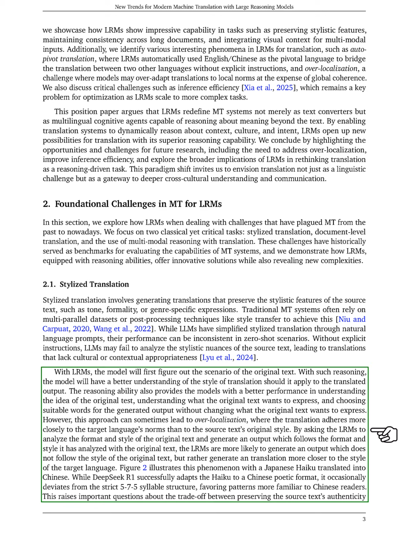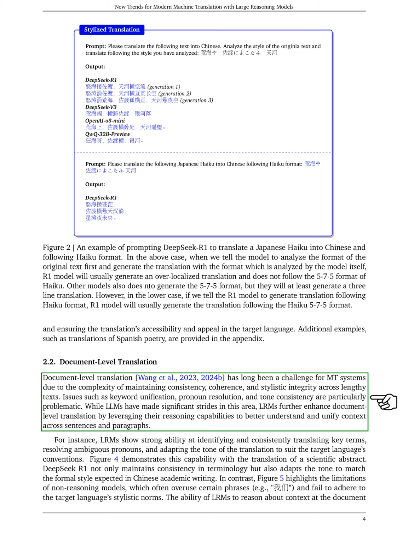Section: Document-Level Translation. In this section, we discuss document-level translation, which has been a long-standing challenge for machine translation, MT, systems. The difficulty lies in maintaining consistency, coherence, and style across longer texts. We face issues like unifying keywords, resolving pronouns, and keeping a consistent tone. While large language models, LLMs, have improved in this area, reasoning-enhanced models, LRMs, take it further by using their reasoning skills to better understand and unify context throughout sentences and paragraphs.